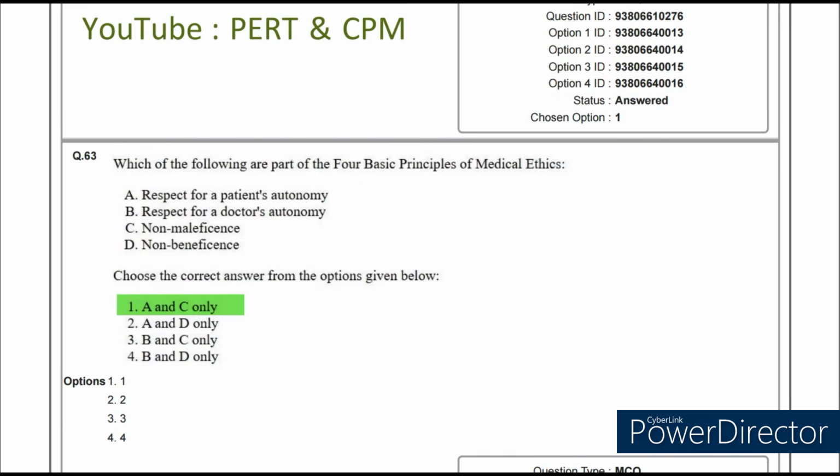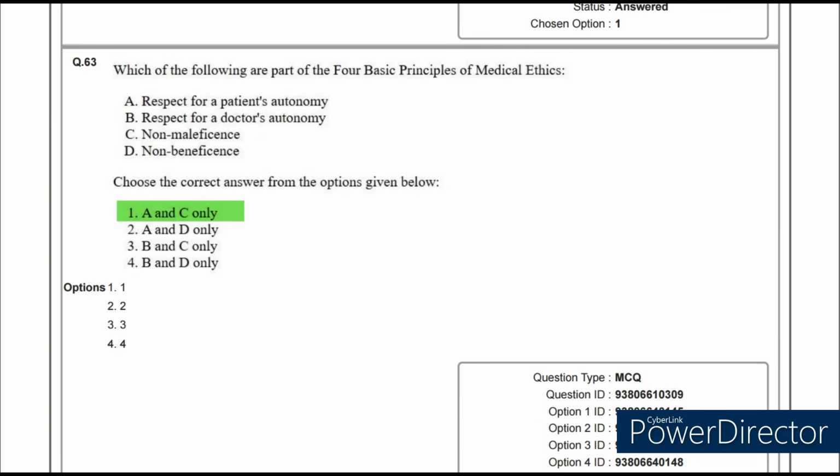Now coming to question number 63, which is about basic principles of medical ethics. Again a very easy question. The correct answer should be patient's autonomy and do no harm to the patient, that is non-maleficence. So the correct option should be option 1.